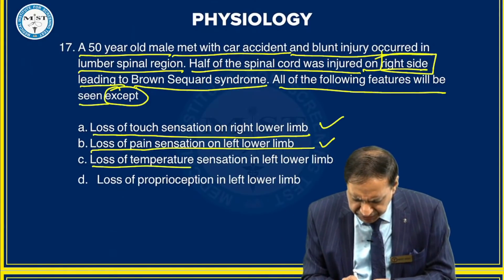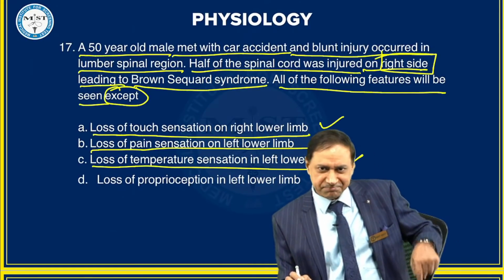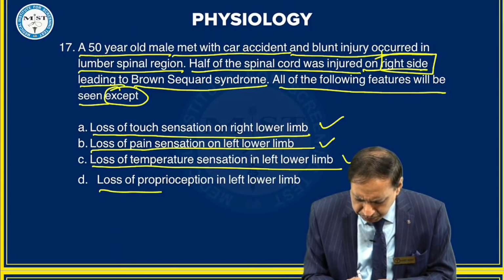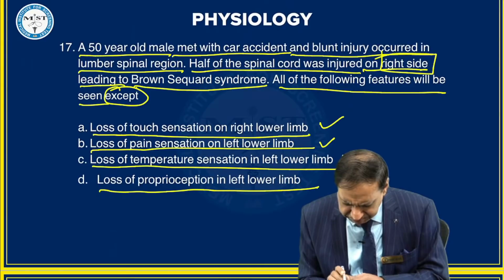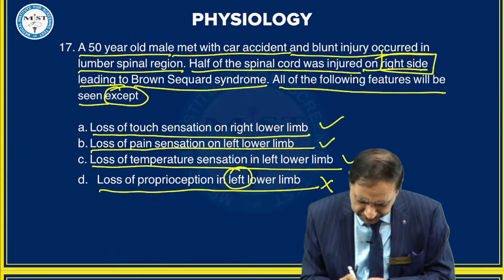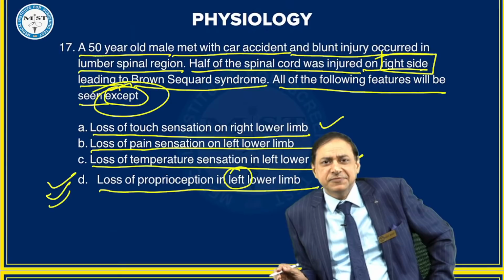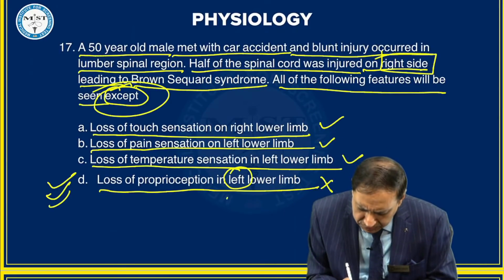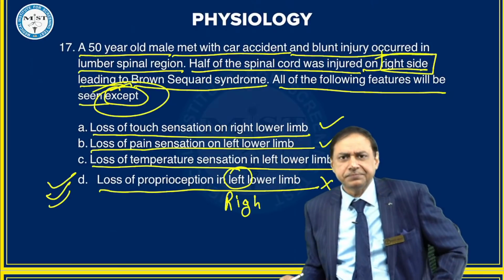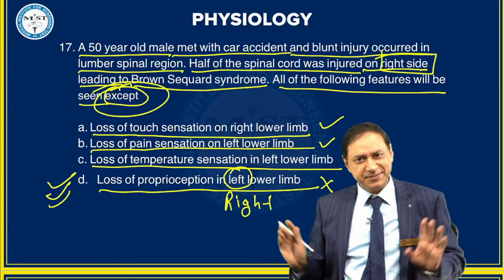Loss of temperature sensation in left lower limb. Pain and temperature will be lost in this limb. Loss of proprioception in left lower limb? No. So this is the answer, except. Proprioception will be lost on the right lower limb. This is okay. This is Brown-Sequard syndrome.